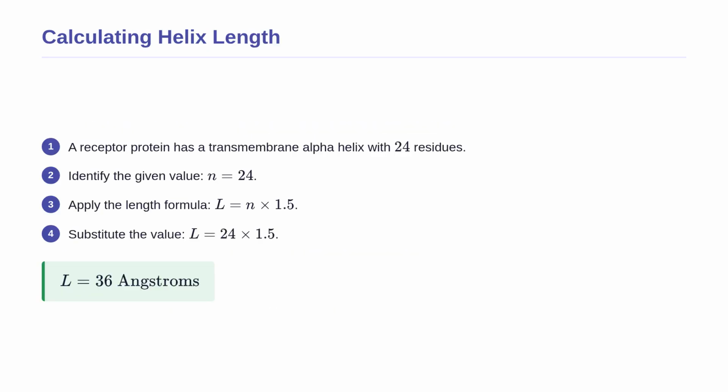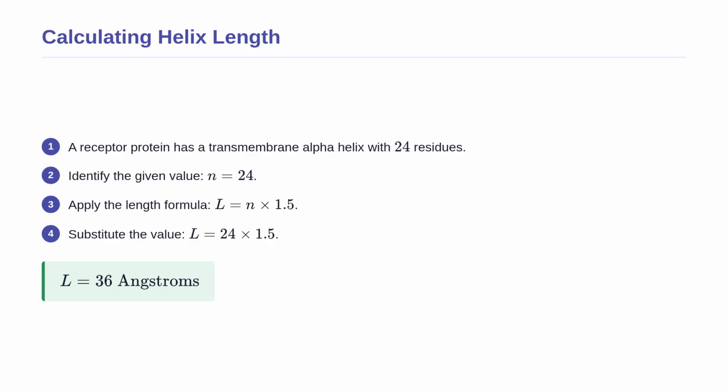Let us apply what we just learned to a real biological scenario. A specific receptor protein in a human cell has a single alpha helical segment that spans entirely across the cell membrane. This helical segment is composed of exactly 24 amino acid residues. We need to calculate its physical length. First, we identify our given value, which is n equals 24.